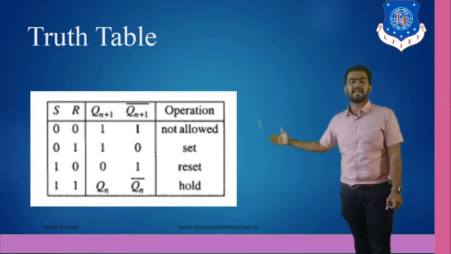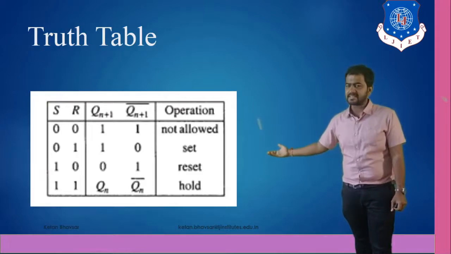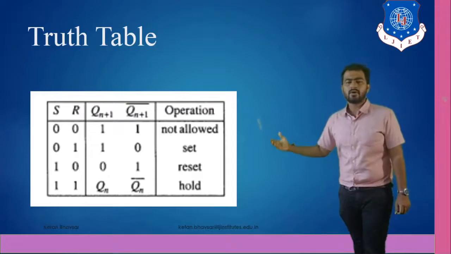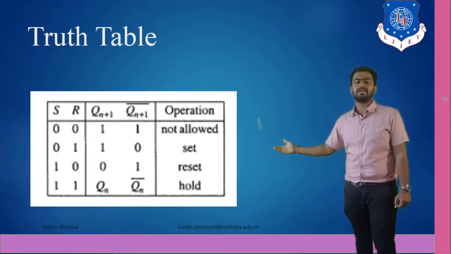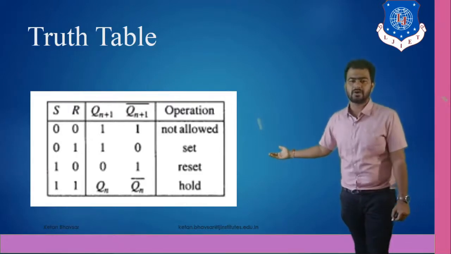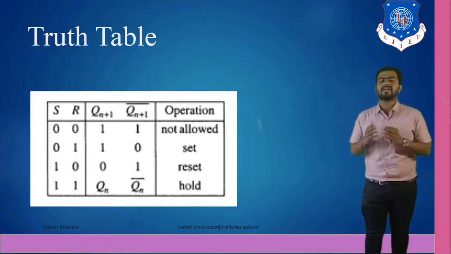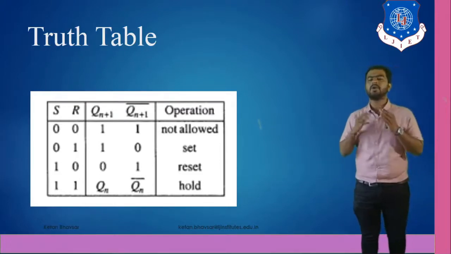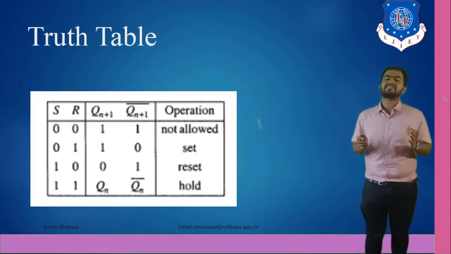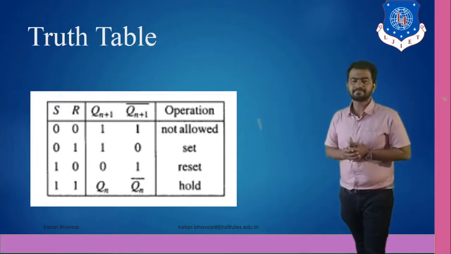After that, for 0 1, Qn plus 1 is 1, so it is in set state, and our output goes to 1. Now for S equal to 1 and R equal to 0, Qn plus 1 is equal to 0 and Q bar n plus 1 is equal to 1, so it is in reset state. When S is equal to 1 and R is equal to 1, Q and Q bar are in hold state. So when we are talking about the truth table using a NAND gate, you have to make sure this is the complement of the result.